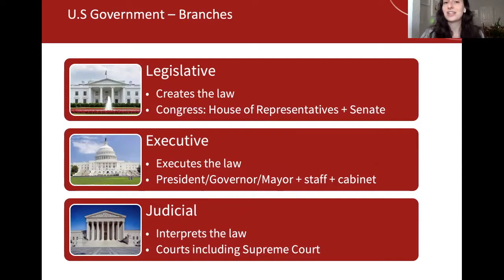The executive branch executes the laws. They enforce them or implement them. That's the president, the governor, the mayor, and their staff and cabinet. So they're officials that have their own responsibilities and domains, such as the treasurer, who's in charge of the finances of the state or of the country. And then there's the judicial branch, which interprets the law and asks, is this law constitutional? Is this law allowed to be used, and what does this law mean? And we see this in courts across the country, but including the Supreme Court, which we are talking about a lot right now, as there is a vacancy on the Supreme Court.